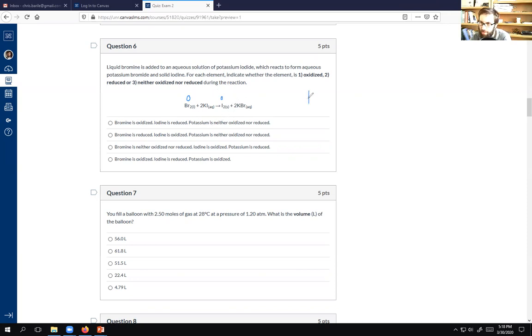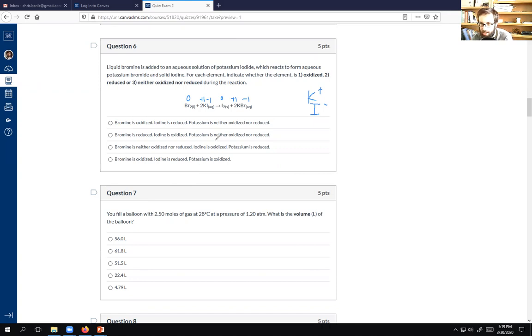Potassium, remember, is an alkali metal, so that forms +1 ions, and you have a halide, I minus. The halide is going to be a -1, so that tells us the oxidation states there. They're just equal to their ions because they're just simple ions. So potassium is going to be +1, and iodine is going to be -1. And same idea here, bromide is a halide ion, so it's going to be -1, and potassium is staying at +1. So potassium is neither oxidized nor reduced.